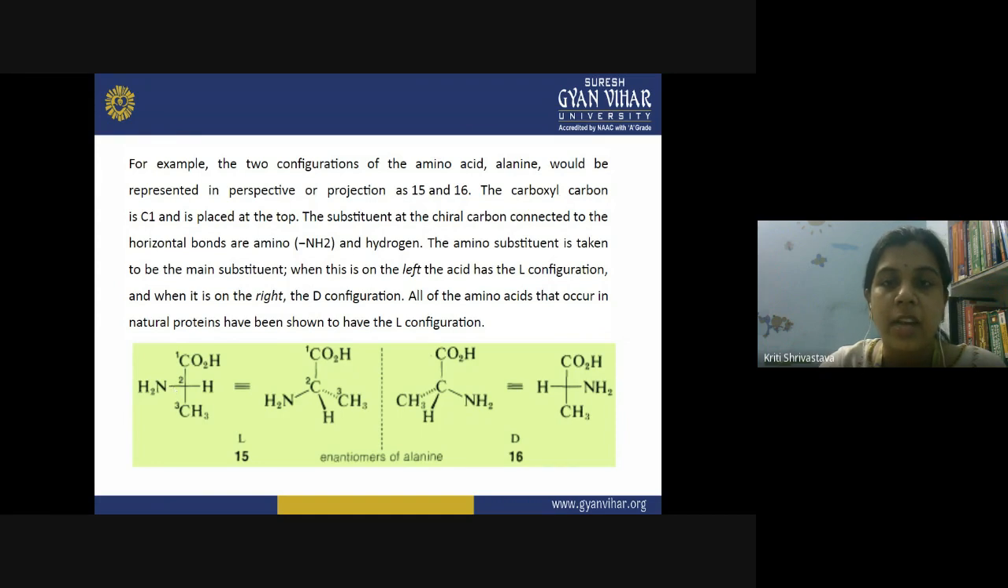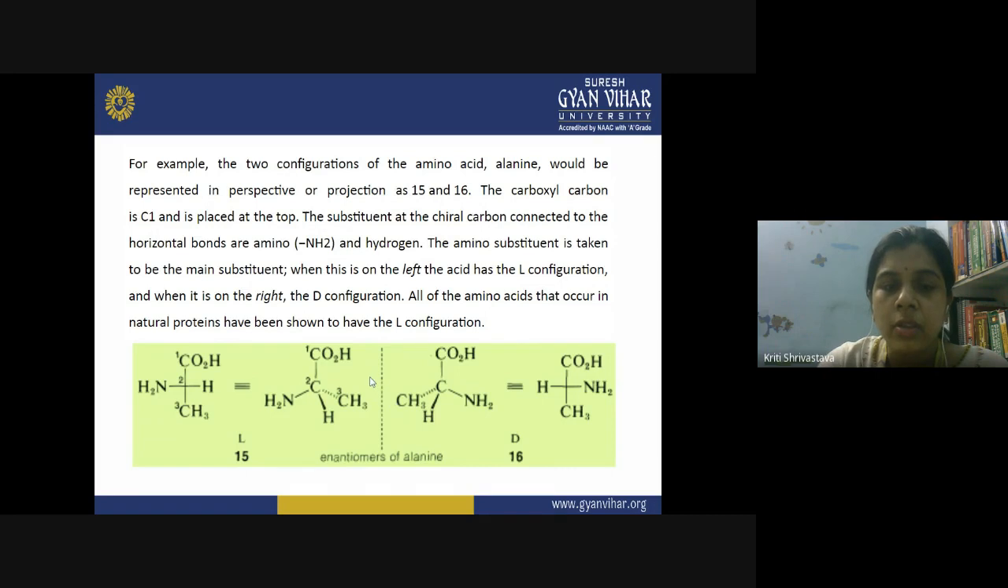You have to decide which one is your main substituent, and if it is on the left side you will give an L to the molecular structure, and if it is on the right side you will give it a D. So what are the amino acids? They are the naturally occurring compounds. Like we have discussed, this type of configuration is used to assign the structures of naturally occurring compounds.